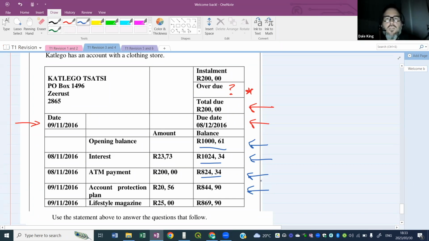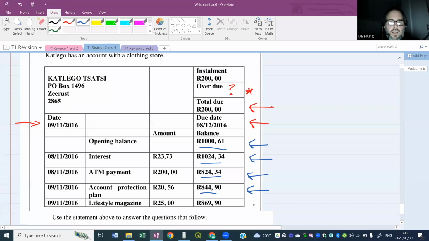Then in the fourth line over here, we have an account protection plan. This is like an insurance policy. Often stores do this. For example, if something happens to you and you can't pay this account, and you can prove to the shop that you are unable to pay, but it can't just be, oh, I don't have any money. It's got to be an extreme reason, like there was a flood and all the belongings in your home washed away and you've got nothing. Then the insurance policy should be able to help you cover this. That's the account protection plan. That's 20 Rand 56, which brings the total to 844.90.